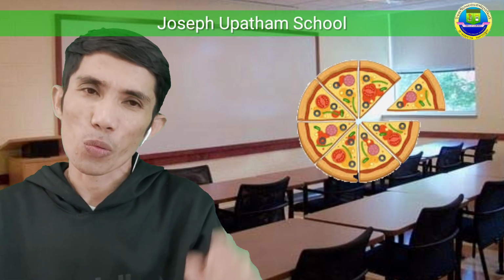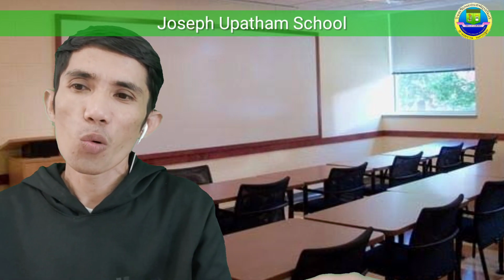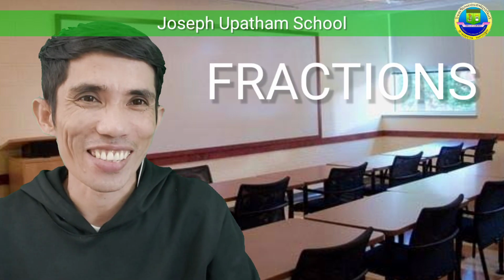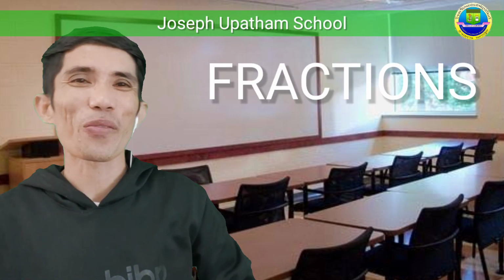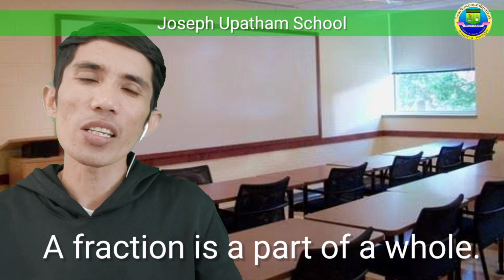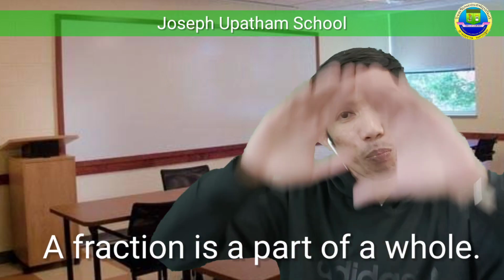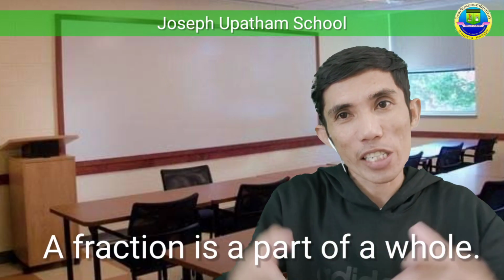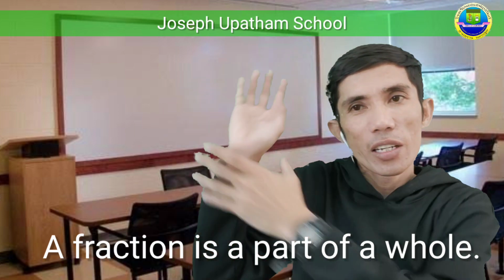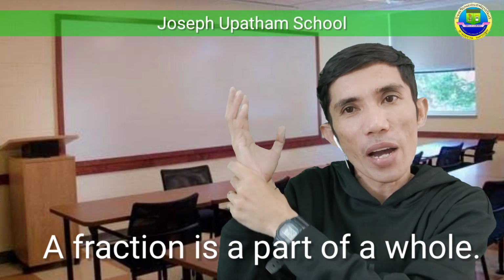Now, if the whole pizza is equivalent to 1, this part of the pizza is surely less than 1. And how can we write this as a number? To write this as a number, we will use fractions. So what is a fraction? A fraction is a part of a whole. Just like your whole body, your hand is part of your body.